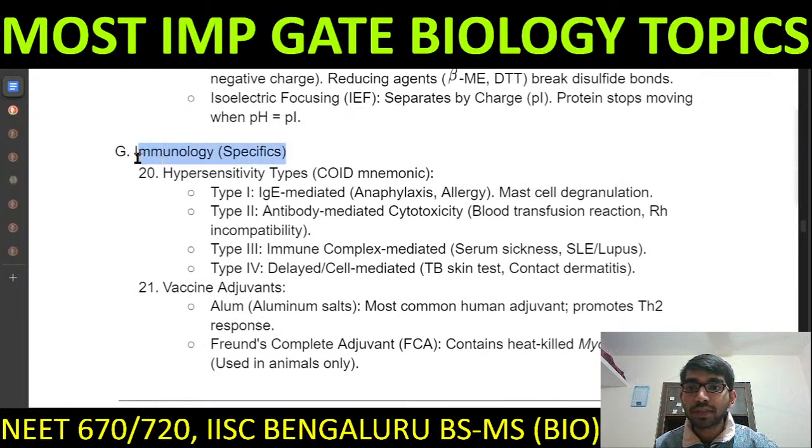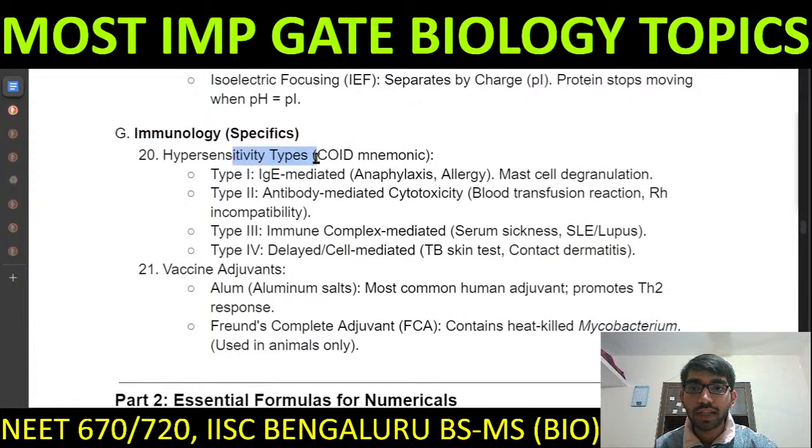Then coming to some specific immunological techniques. Here, remember the hypersensitivity types. First is type 1 hypersensitivity, which is mediated by IgE. Remember this. This can lead to anaphylaxis or allergy and also mast cell degranulation. Then there is type 2 hypersensitivity, which is done by antibody mediated cytotoxicity. And this happens usually in the blood transfusion reaction when there is RH incompatibility.